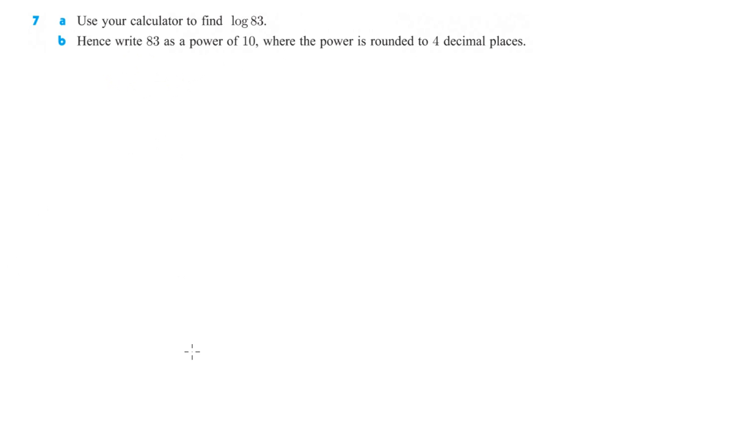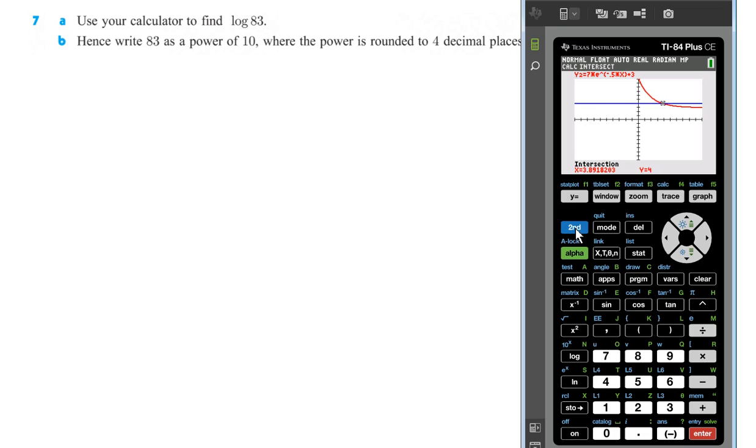Use your calculator to find log of 83. So we will do that and simply just hit log 83. The nicest questions they'll give you all year long. 1.91. The 9 tells the 1 to get bigger, so let's call that 1.92.